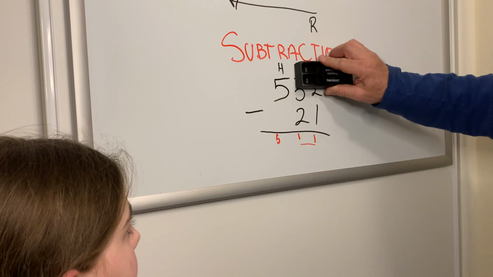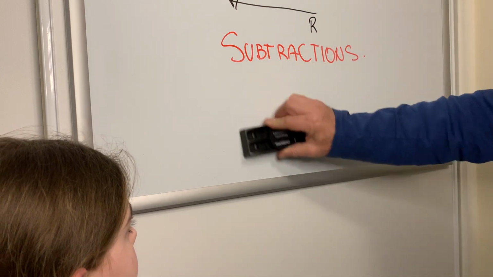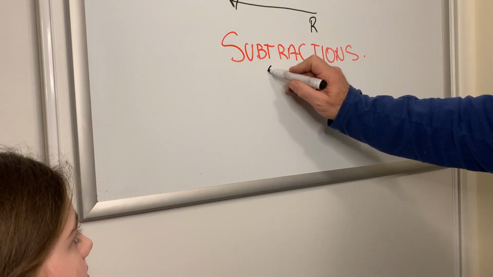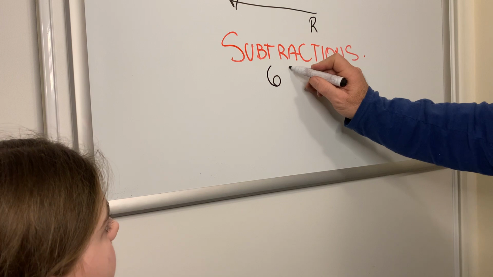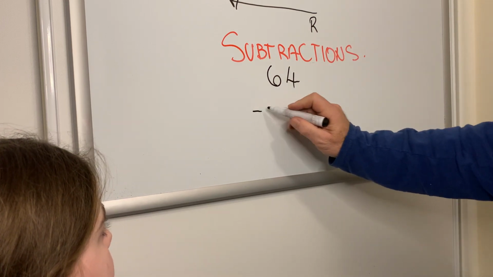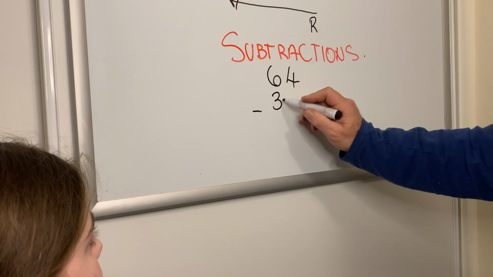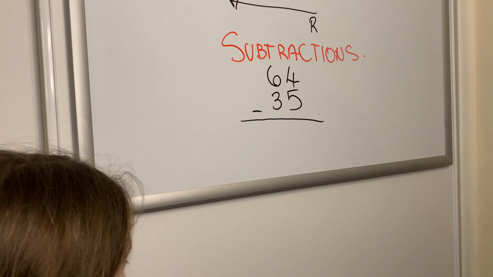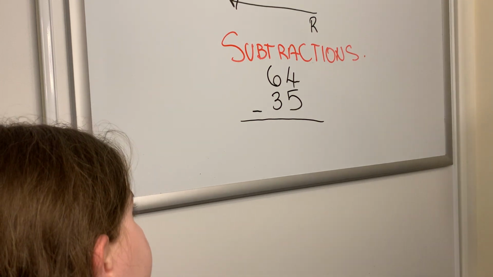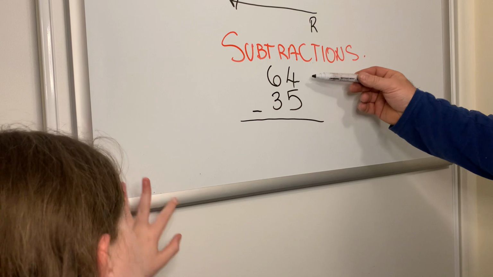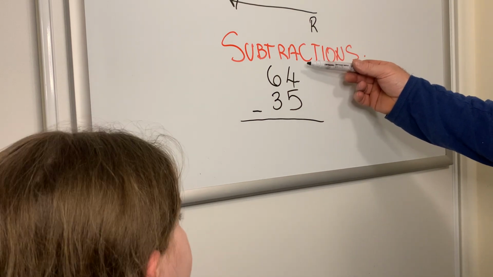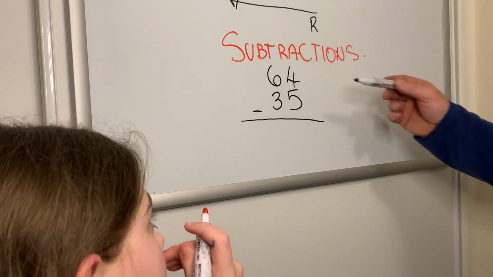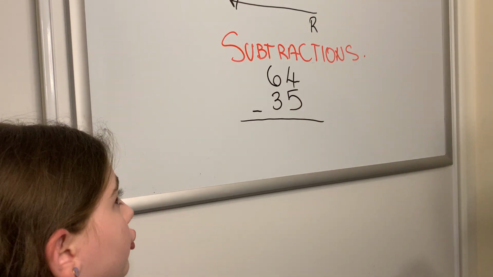Let's look at another scenario, Logan. Let's say we had a question like 64 take away 35, just as an example. So let's go through the same process again. You'll start from the right hand side and say 4 take away 5. So what do you think about that, Logan? The top number is less. You can't do it. Good.